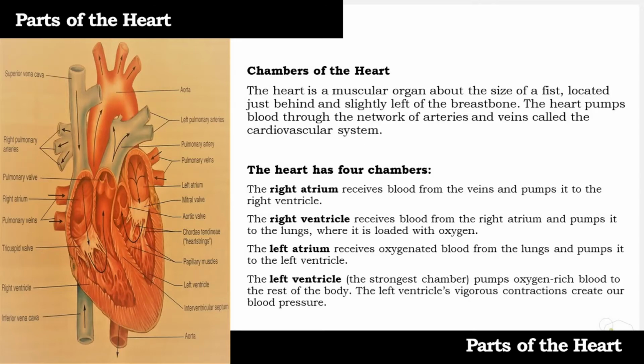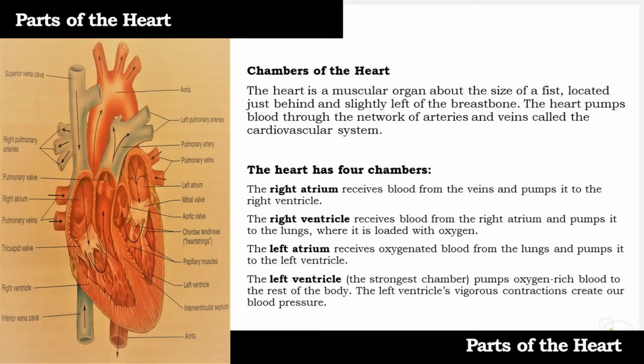The heart is a muscular organ about the size of a fist, located just behind and slightly left of the breastbone. The heart pumps blood through the network of arteries and veins called the cardiovascular system. The heart has 4 chambers. The right atrium receives blood from the veins and pumps it to the right ventricle.